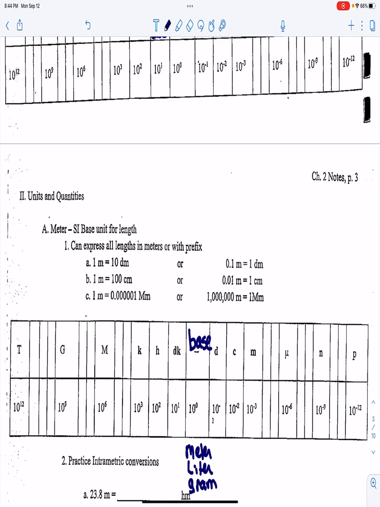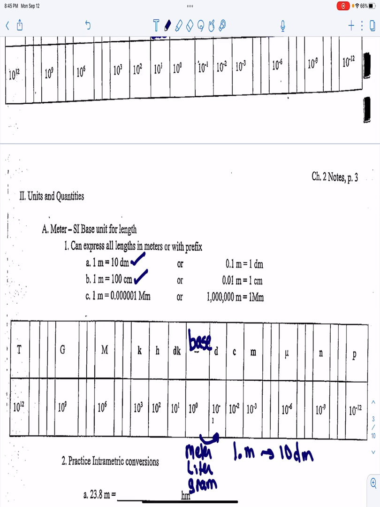If I have 1 meter and I want to go to a decimeter, I'm going to move my decimal. With 1 meter, my decimal is understood to be behind the 1. To go to a decimeter, I'm going to move 1 place to the right, so it would be 10 decimeters. That's where this comes from. Again, if I start at the base with 1 meter and move 2 places over, that's 100 centimeters.